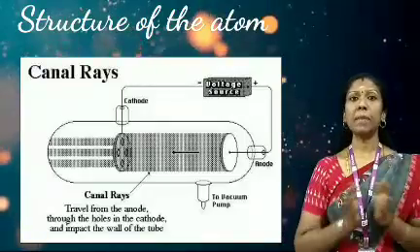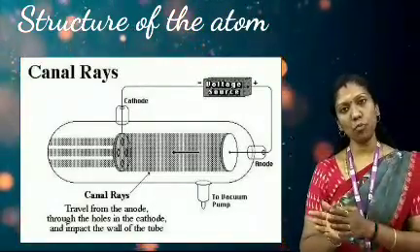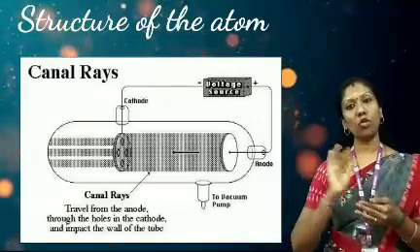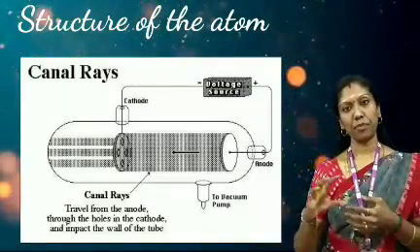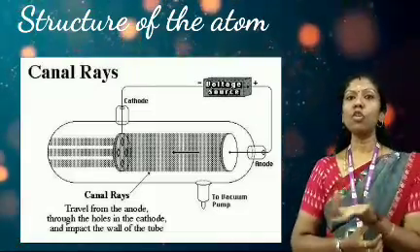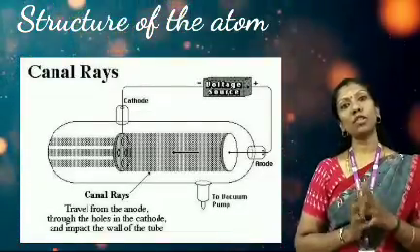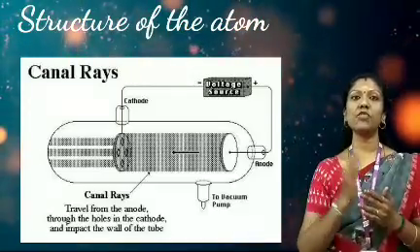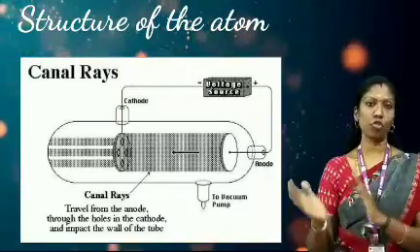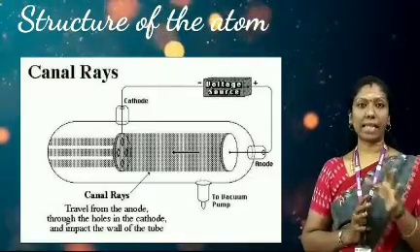When electricity is passed through a large discharge tube, there were radiations coming out of the discharge tube, and these radiations were positively charged. Those radiations are called canal rays. So canal rays are the positively charged radiations emitted from the gas discharge tube. Canal rays were discovered by the scientist E.